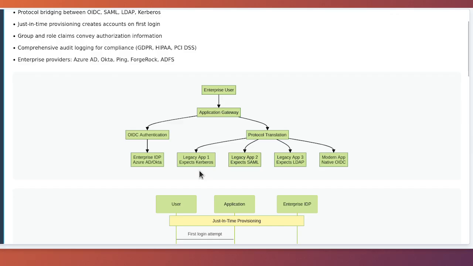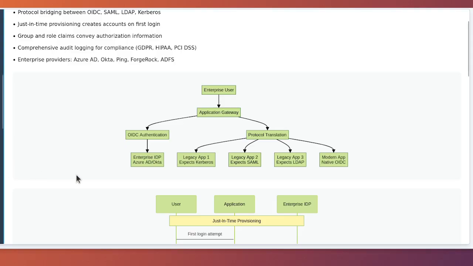Application gateways provide a similar function but with more sophisticated capabilities including session management, authorization enforcement, and API transformation. Protocol bridging enables interoperability between OpenID Connect and other identity protocols prevalent in enterprises. Many enterprise identity providers support both OpenID Connect and SAML 2.0, allowing different applications to use whichever protocol they are designed for while sharing a common user authentication.